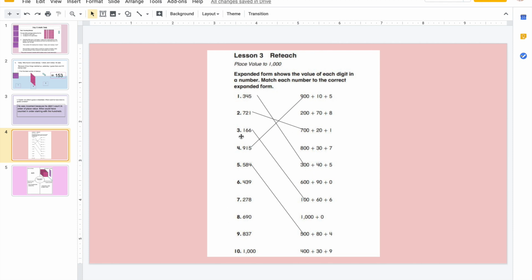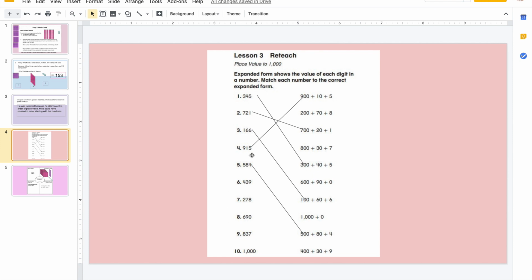The same thing with number 3. We have 166. It's understanding that the 1 in the hundreds column of 166 is going to represent 100. The first 6 is in the tens column, which is going to be 60. There's 6 tens, which is 60, and 6 ones, which is 6. So you would draw a line from there.